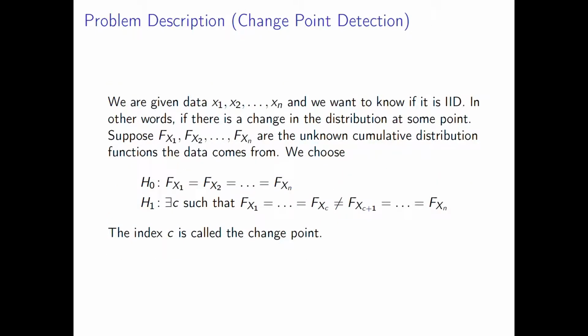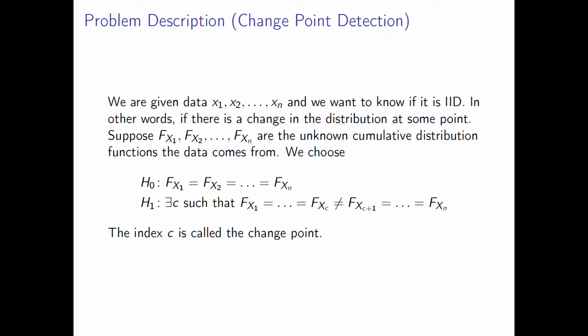So the next problem that we looked at was change point detection. It works such that we're given a data set, n data points, and we want to know if this particular data set is IID. If it's not IID, we say that there's a change point in the distribution at some point.